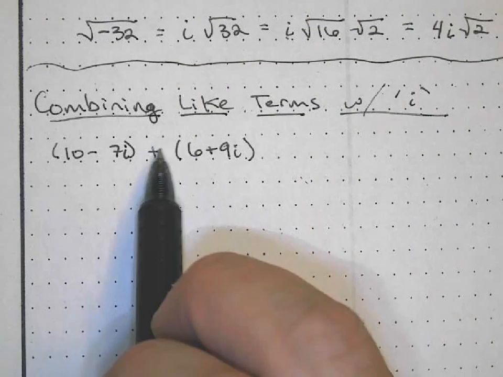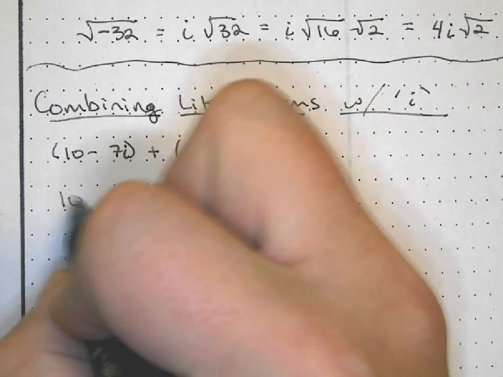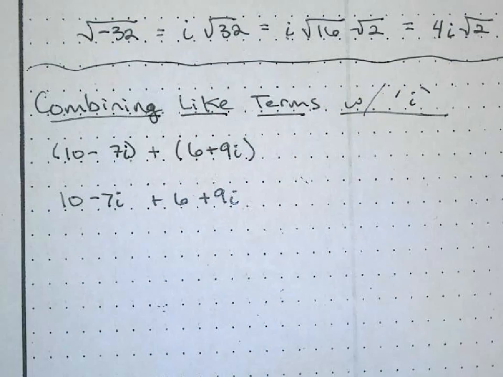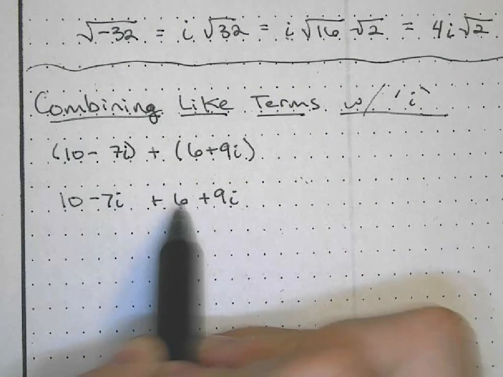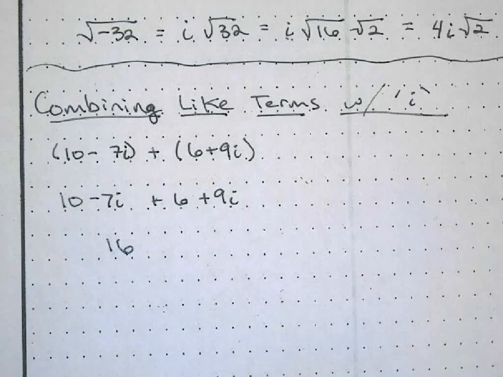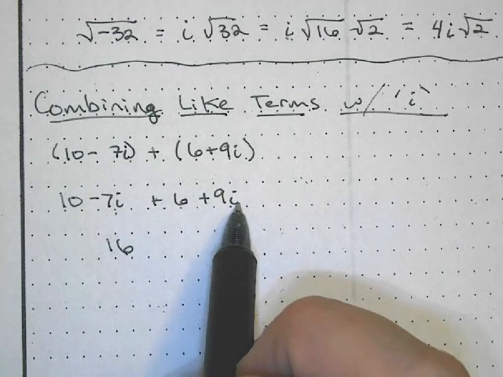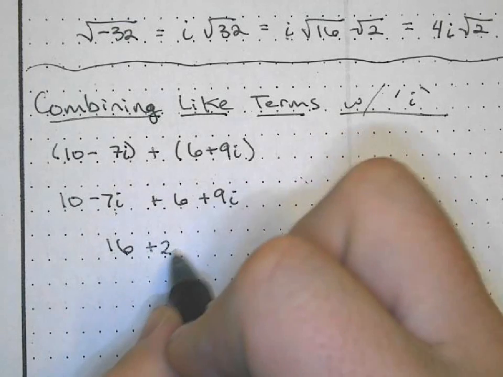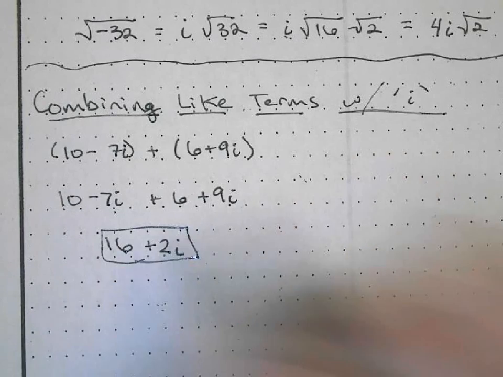Since it's an addition in the middle, there's nothing to distribute, so we can drop the parentheses. So I have 10 minus 7i plus 6 plus 9i. Now I'm just going to combine my like terms. I have the 10 and the plus 6, so 10 plus 6 would be 16. And I have my negative 7i plus 9i. Negative 7 plus 9 would be 2i. Now we've combined the like terms.